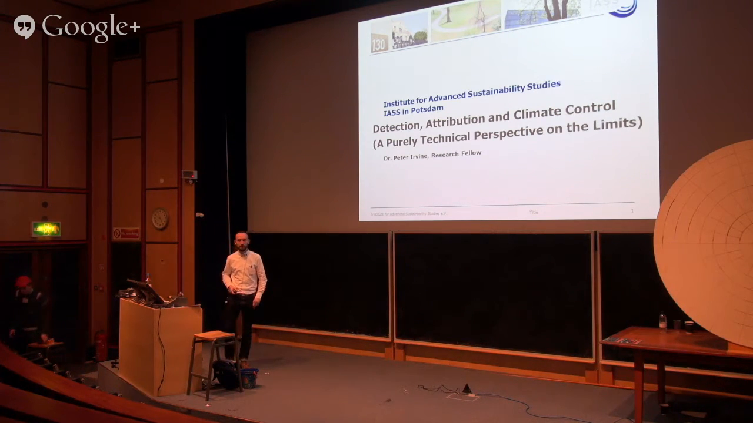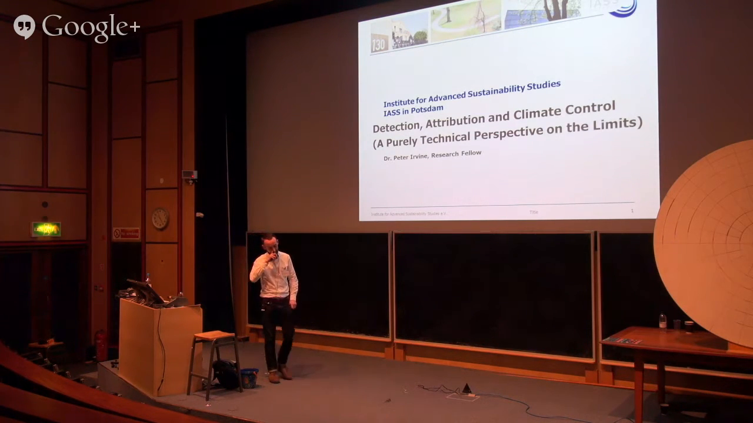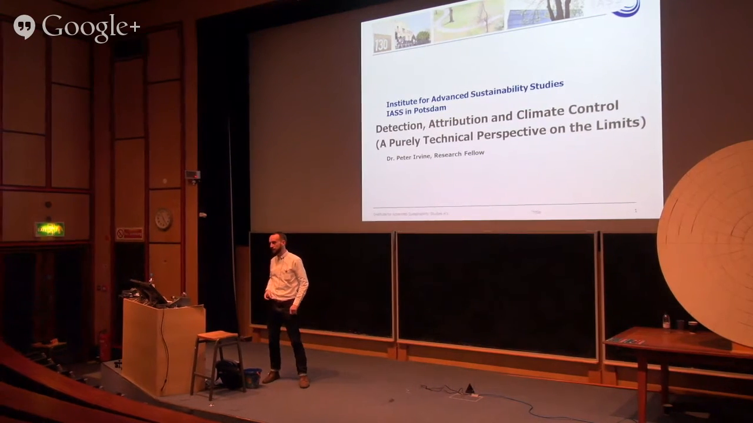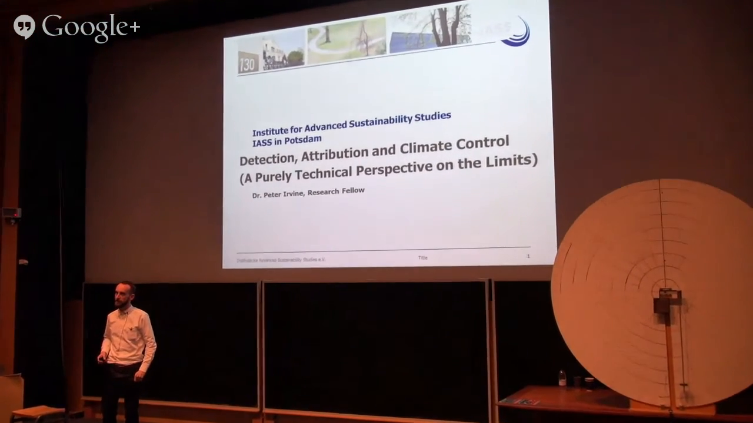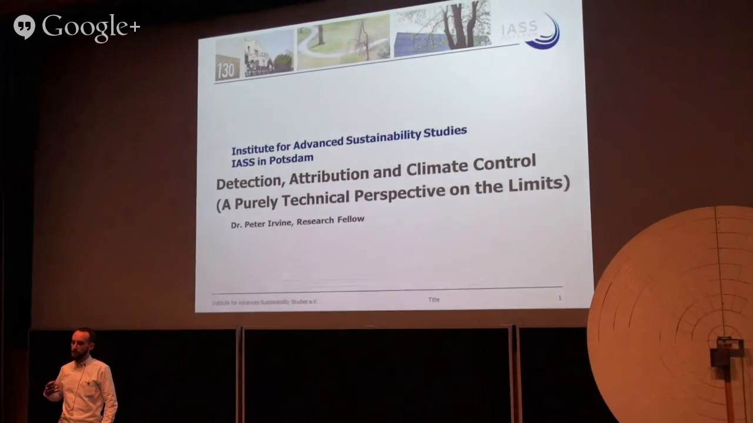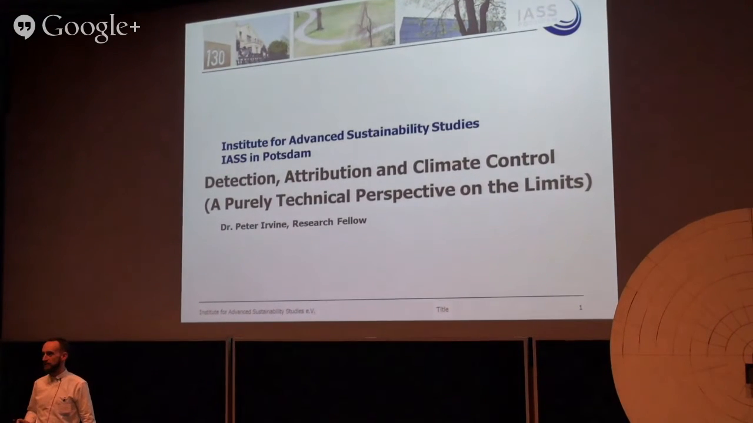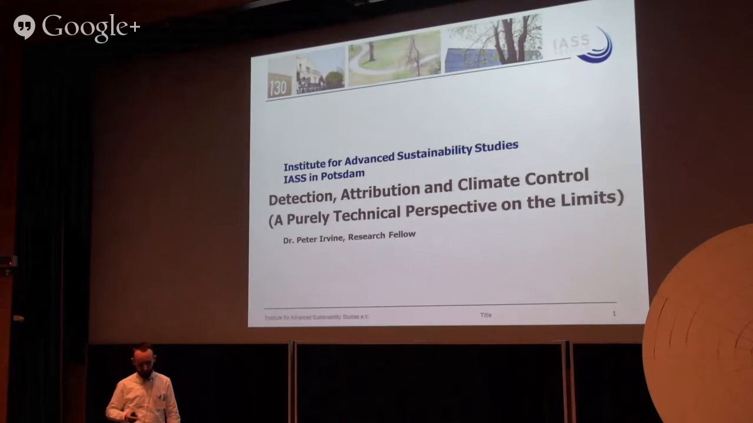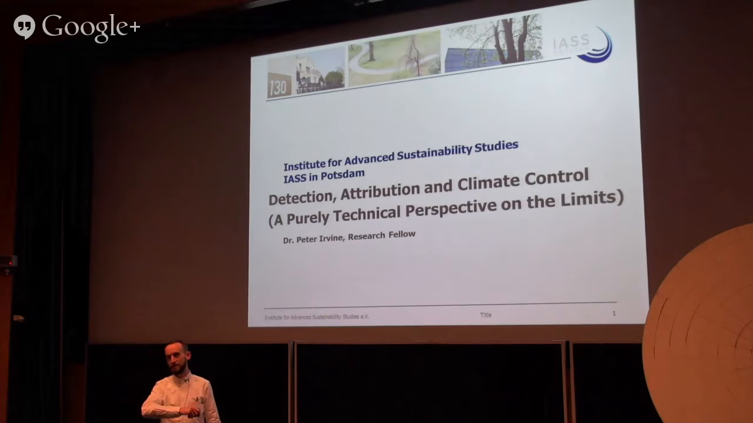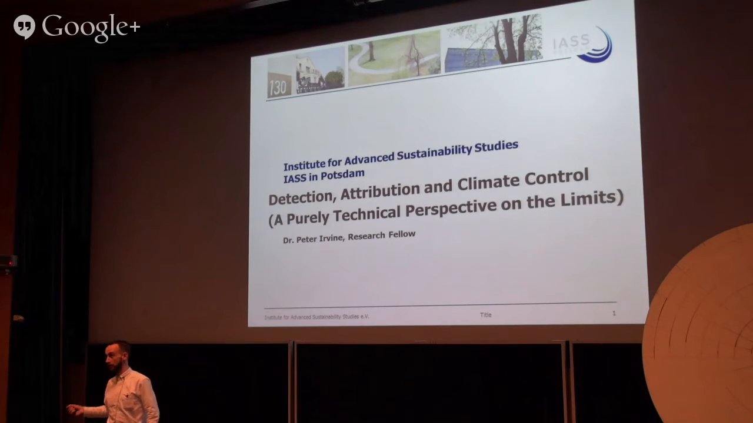So I've been talking about detection, attribution, and climate control, but from a purely technical perspective, there are limits. I'm going to pick up briefly on something that Duncan Barron raised and other people have raised before, which is this: we ought to be aware of the limits of our understanding, and I absolutely agree. But what I'm going to be trying to do is, using our existing understanding, ask what limits do we already know? What can we already derive from what we already know?